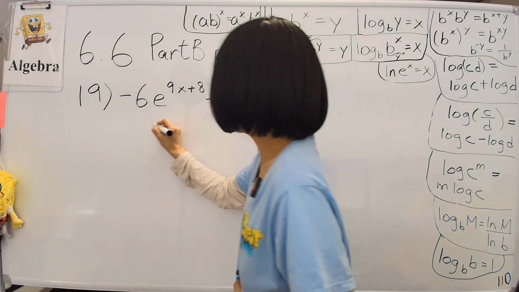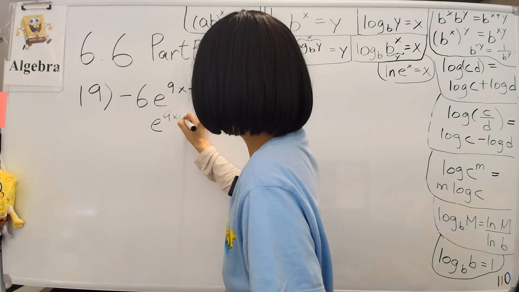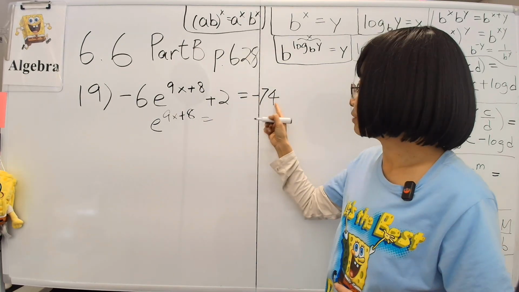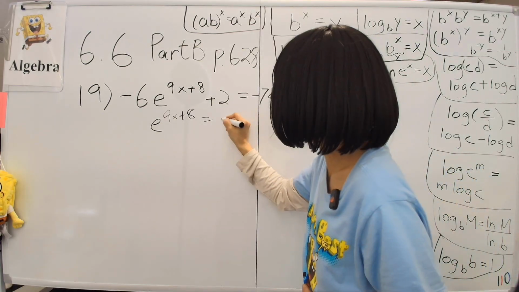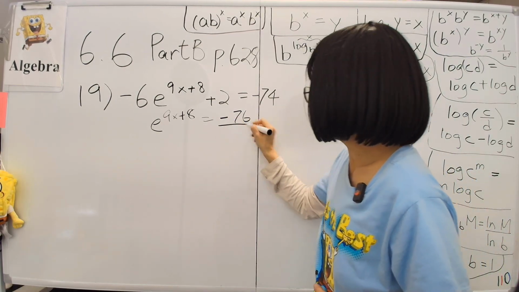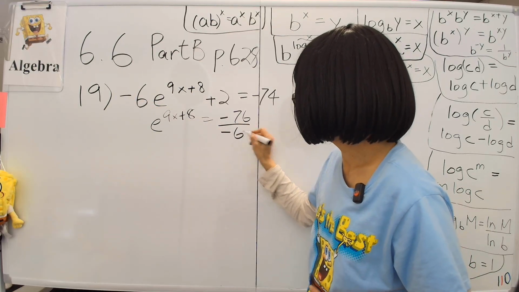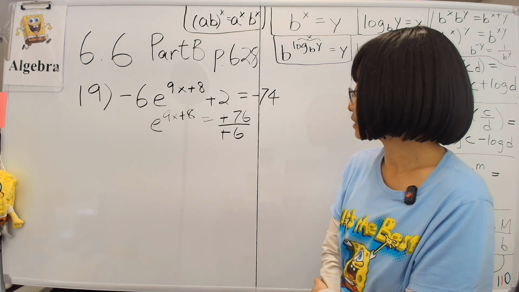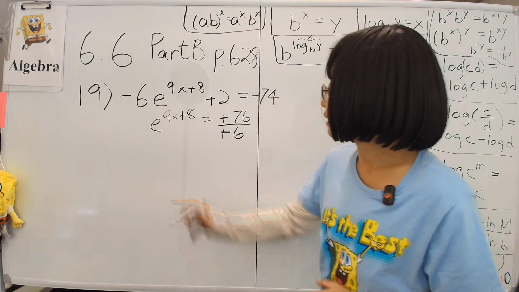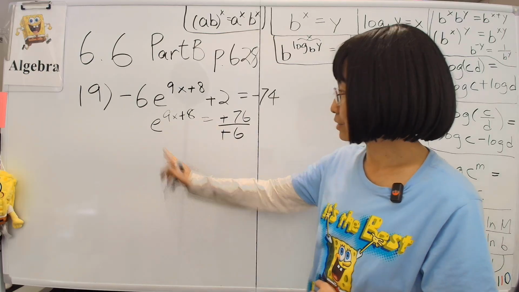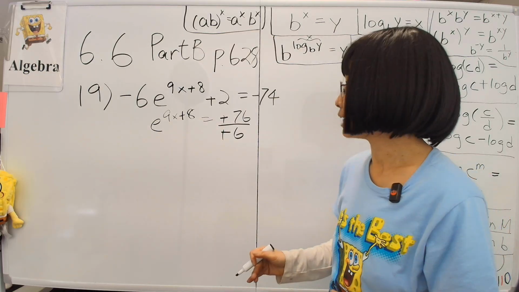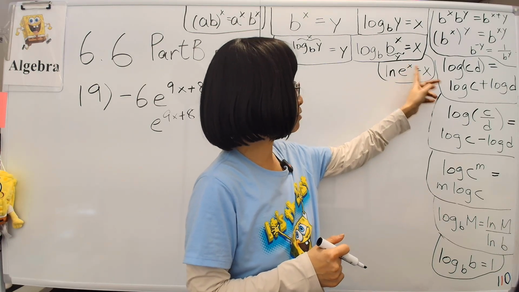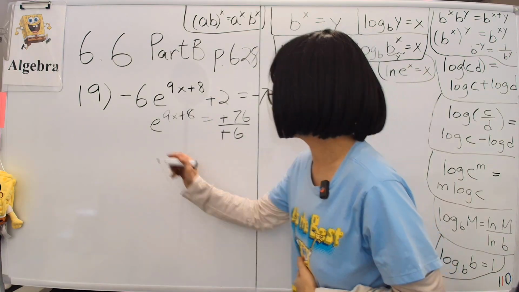So if we do that, then we get e to the power 9x plus 8, that part stays for now, equal to minus 74 minus 2, okay, that's minus 76, divided by the minus 6 here. So the minuses cancel out, and 76 is, well, 76. Anyway, we'll leave that for now. And the next step is we need to get rid of the e. To get rid of e, we need the natural log, okay? The natural log and e will cancel themselves out so that you get only what's on the top left, like this equation shows. So let's do that.